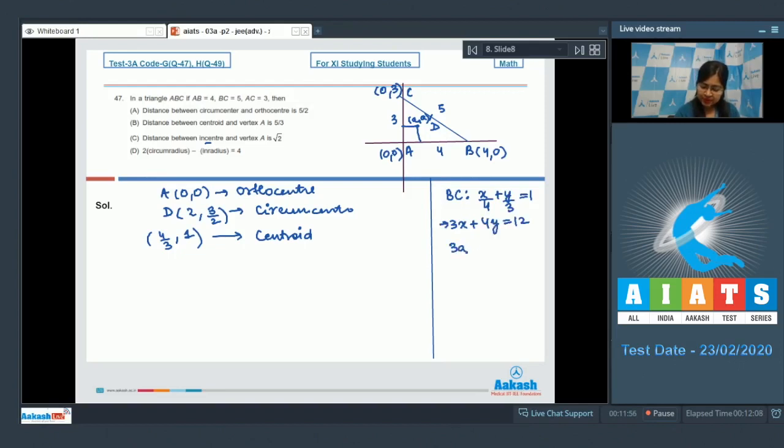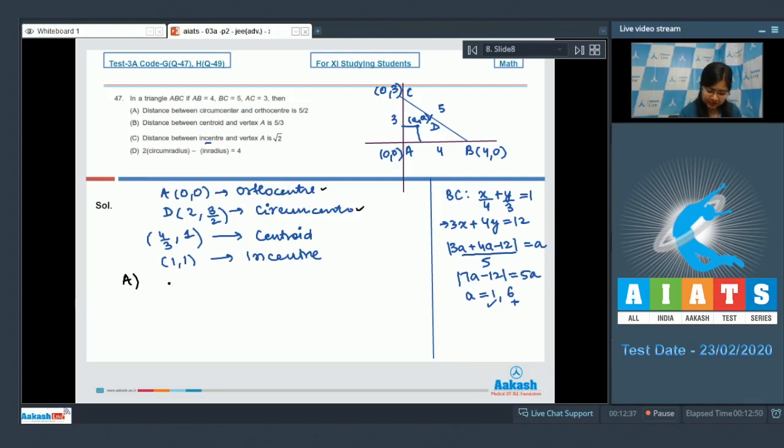So we can say |3a + 4a - 12| divided by 5 is equal to a, which means |7a - 12| is equal to 5a. So from here we have either a is equal to 1 or 6, but a equal to 6 is not possible. So a equal to 1 is the correct value. So we can say (1, 1) is the incenter. Now let's talk about the options. Option number A says distance between circumcenter and orthocenter, that is square root of (2 - 0) whole square.